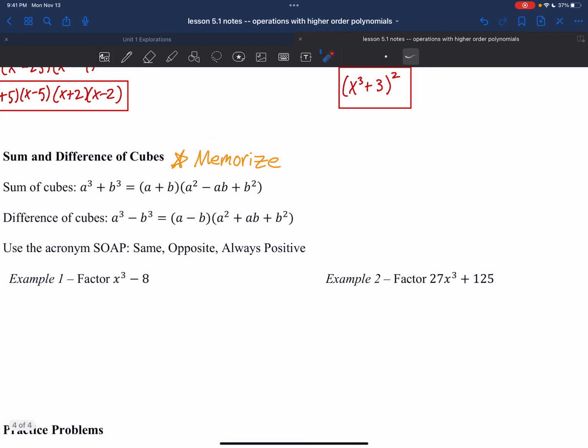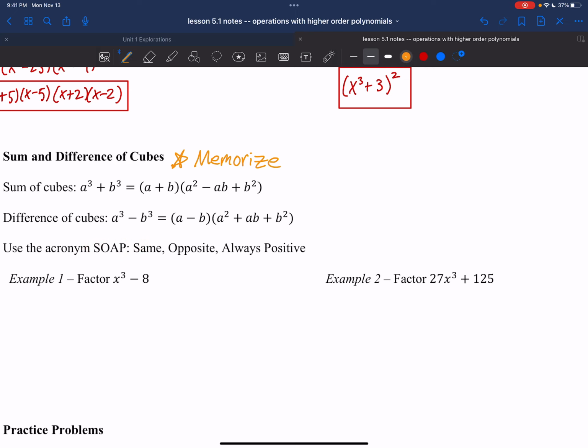Now, they're pretty much the same structure, right? a plus b, a squared, ab, b squared. What's different is the signs, right? So this one's positive, negative, positive. This one's negative, positive, positive. You might say, well, how could I remember that, Mr. Spake? That's a lot. SOAP.